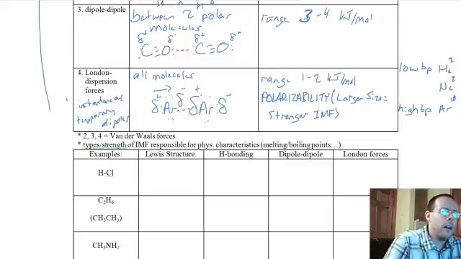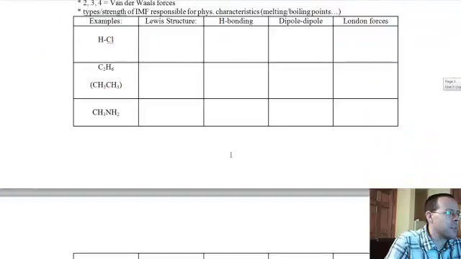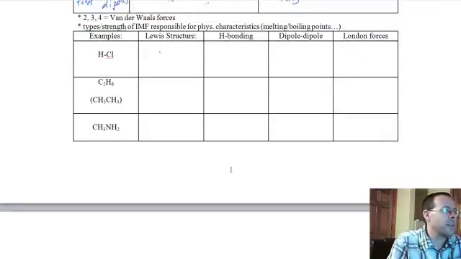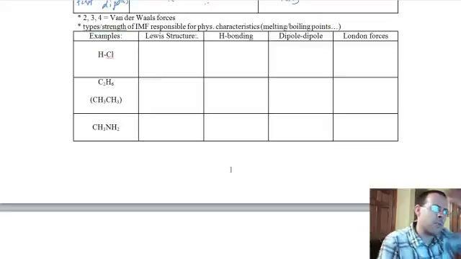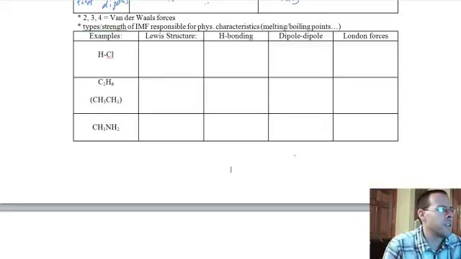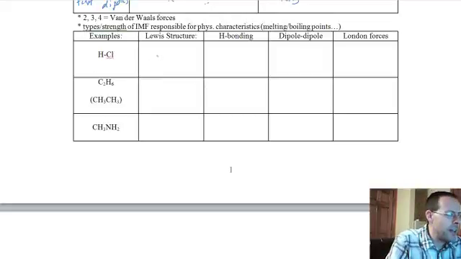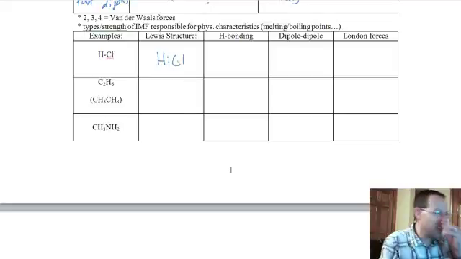Okay? A little bit of just practice with some examples of intermolecular forces. Again, the type and strength of IMFs are responsible for physical characteristics such as melting points and boiling points, and we're going to look at a couple on the next slide as well. So, some examples. Lewis structure for hydrochloric acid, HCl. And we have kind of electrons like that.